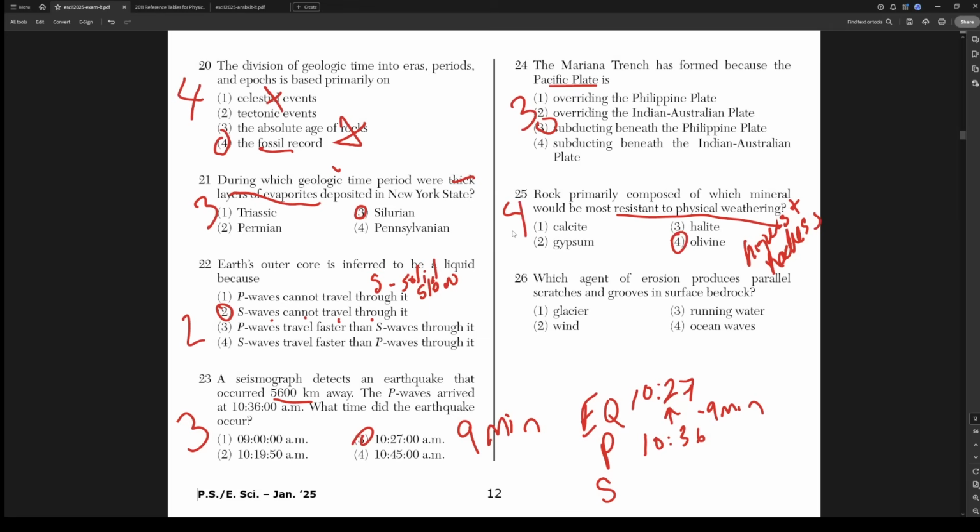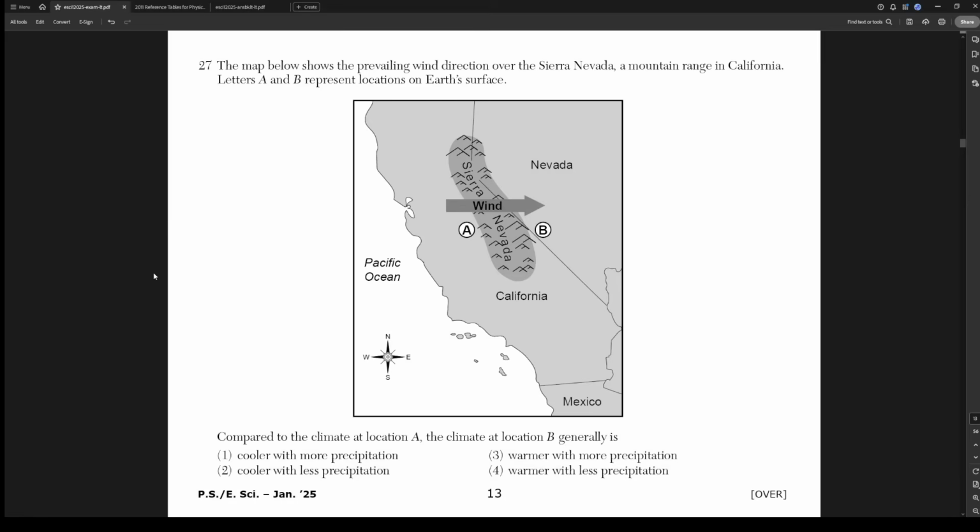26. Which agent of erosion produces parallel scratches? Okay, this is just memorized. Parallel scratches are from glaciers. There's no other explanation for that. Running water is rounding. Wind is pitted, like little holes, and ocean waves kind of just generally erode. There's nothing specific with them, but more rounding. Glaciers are scratches and stuff.